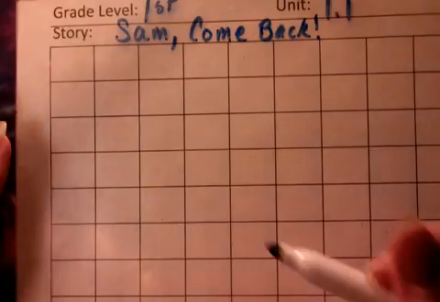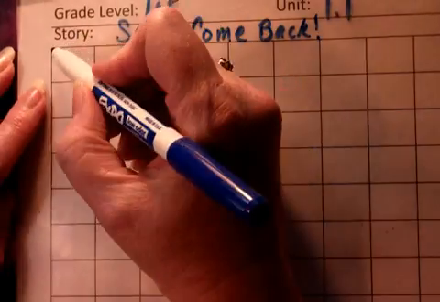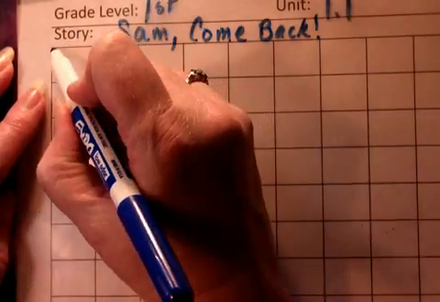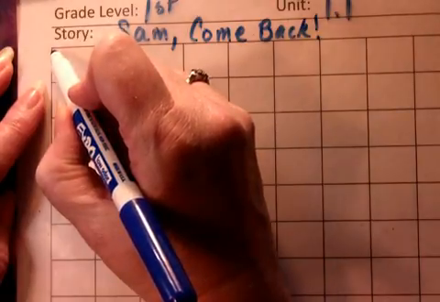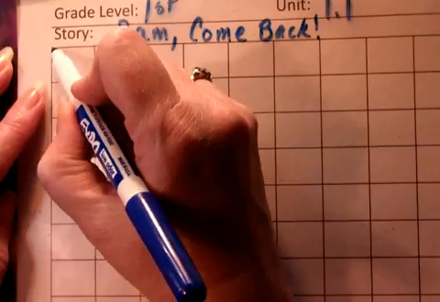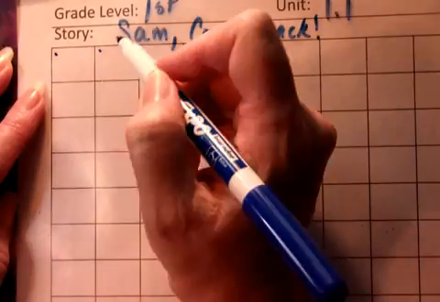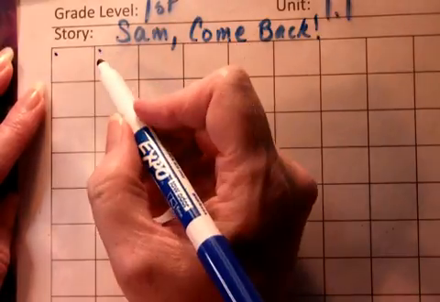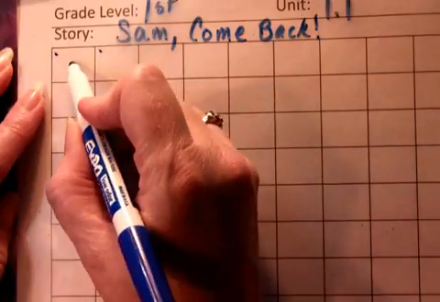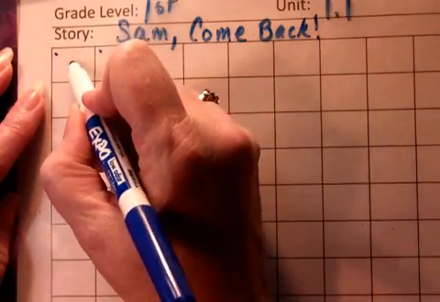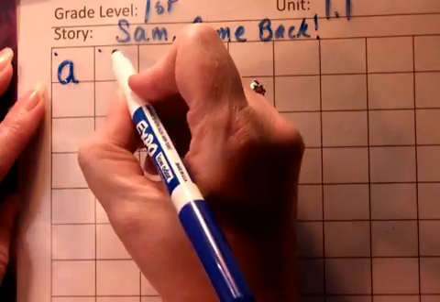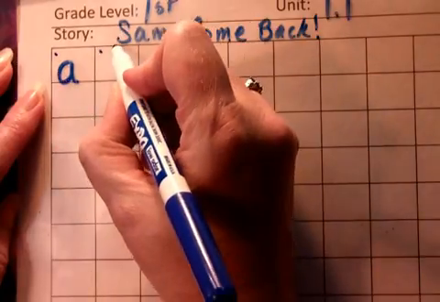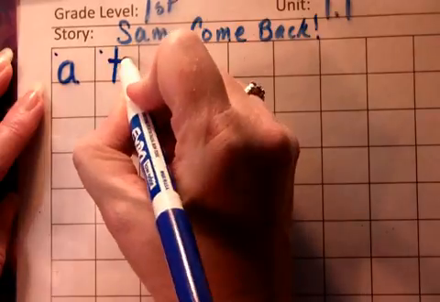The first word we're going to do is at. When we sound it out, we're going to put a dot in the box at the top, so we know how many sounds are in the word. At. The first sound is a. Can you tell me what letter? The A. The next sound is t. Come down from the top and then we cross.